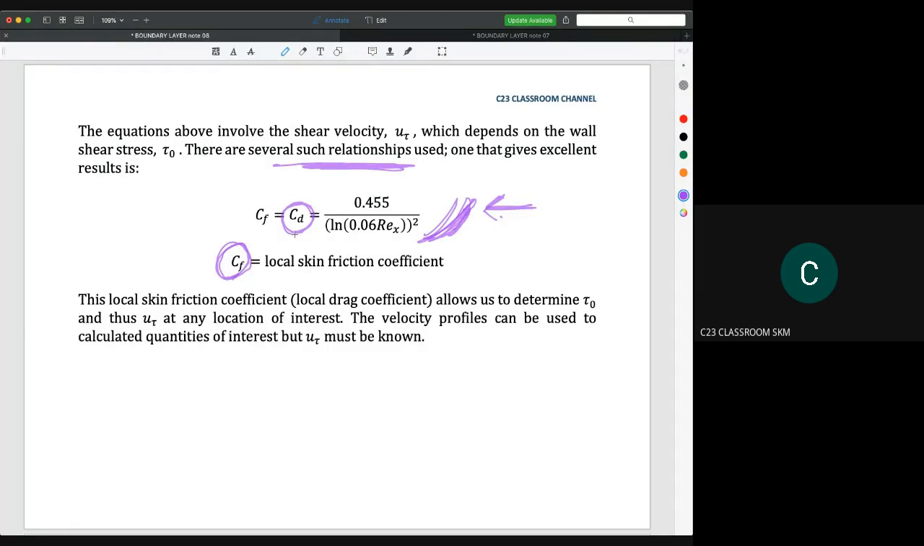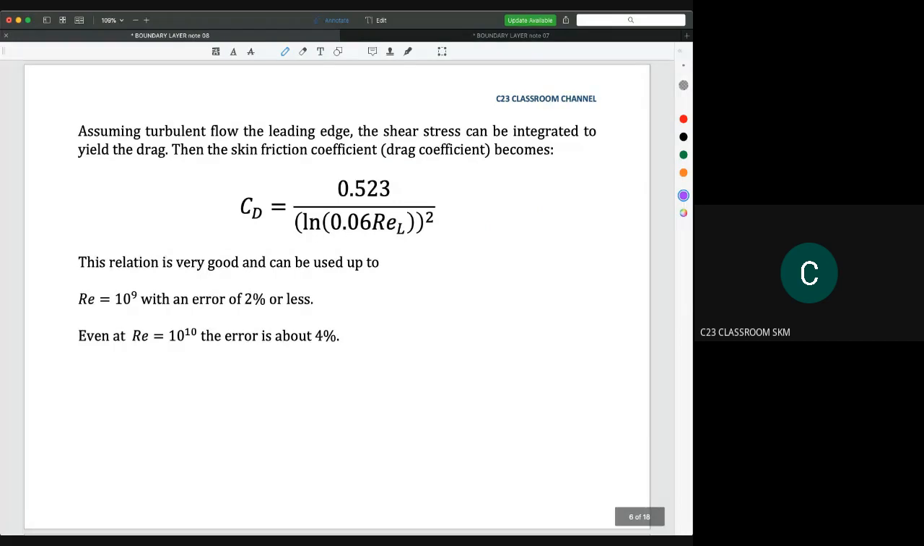The velocity profile can be used to calculate quantities of interest, but U tau must be known. Assuming turbulent flow from the leading edge, the shear stress can be integrated to yield the drag. Then the skin friction coefficient or the drag coefficient becomes this one, 0.523 over ln 0.06 Reynolds number, squared. This relation is very good and can be used up to Reynolds number 10 to the power of 9 with an error of 2% or less, or even at Reynolds number 10 to the power of 10, the error will be just 4%.